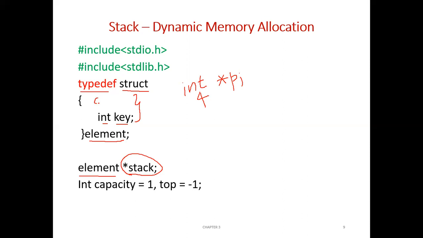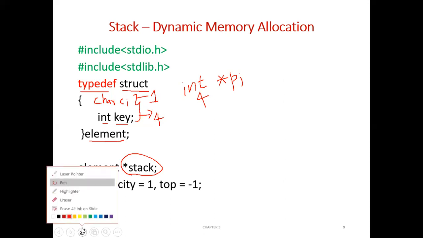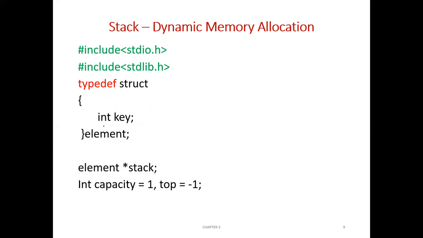Say for example, here there is another character variable c also. Then element will occupy how many bytes? c will occupy 1 byte, that is, character will occupy 1 byte, and key integer will occupy 4 bytes. So every variable of type element will occupy 4 plus 1, 5 bytes. But in our case, the structure contains only one member, that is key, which is an integer. So when you create a variable of type element, it needs only 4 bytes, right?